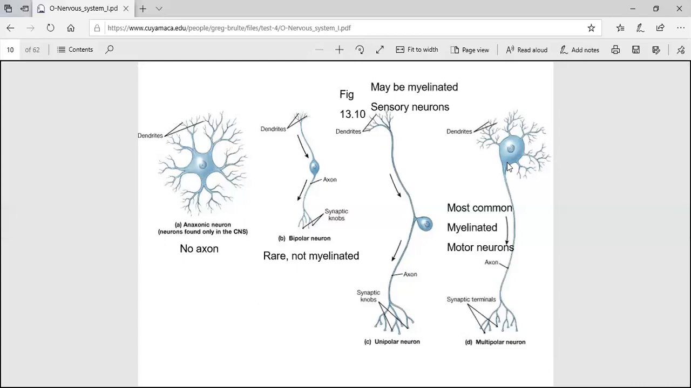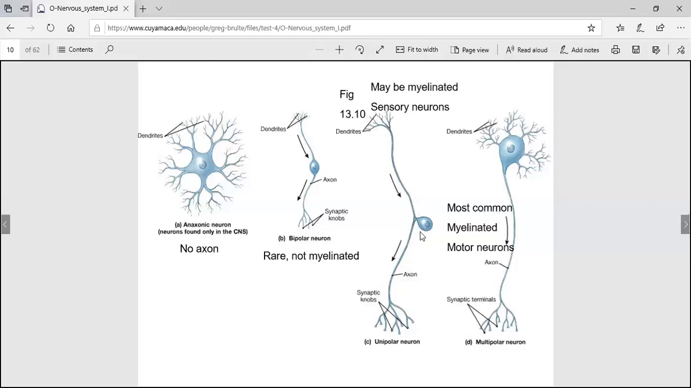Go over here and you go, multipolar. I go, what shape neuron is that? You go, multipolar. You got a point. Then I go, what does it do? What's it do for a living? Motor. So motor neurons tend to look like this. So they're sending an efferent signal, right, to probably a muscle or gland or whatever.